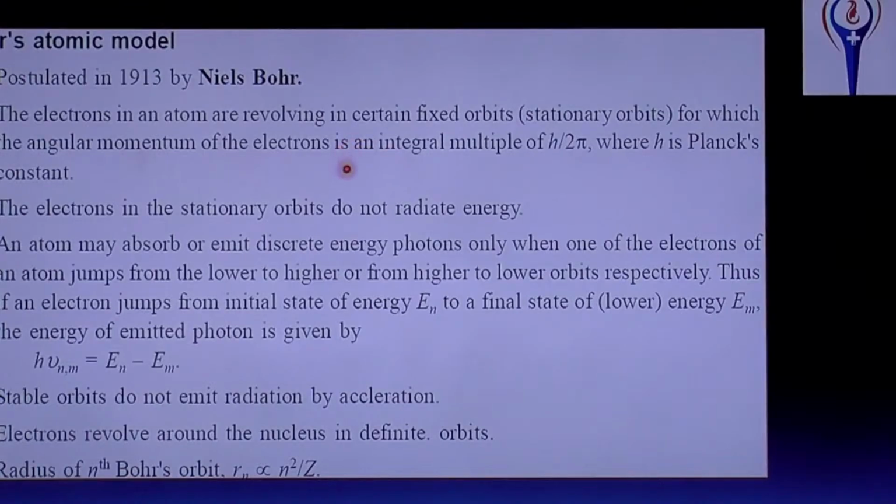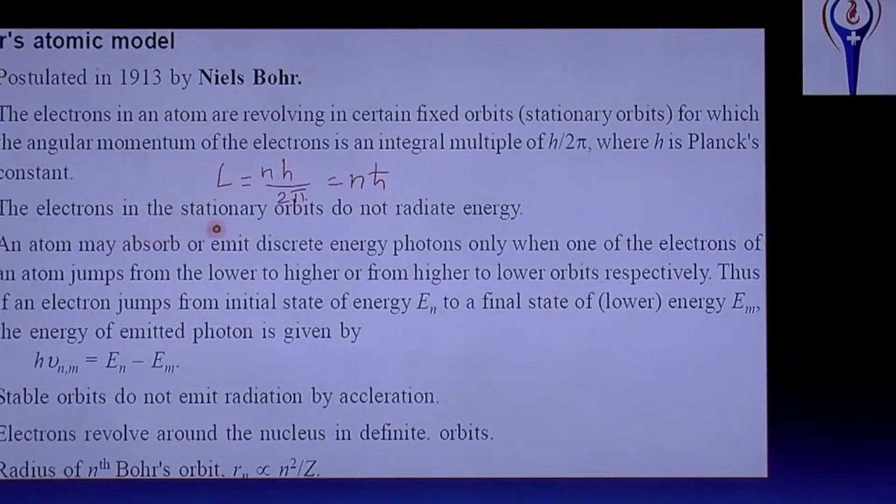Angular momentum of an electron is an integral multiple of h by 2 pi, where h is Planck's constant. That is, L equals an integral multiple of h by 2 pi, meaning n into h by 2 pi, or n into h cross, where h cross equals h by 2 pi. This is Bohr's postulate: angular momentum is n h by 2 pi.